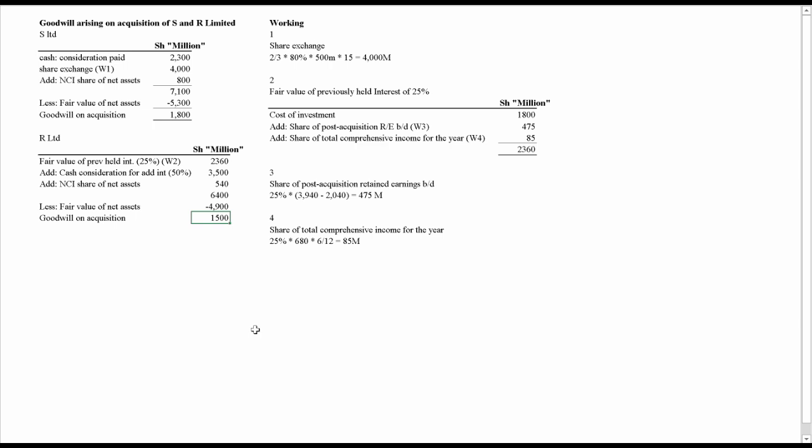So we can go to the second part, where we are being told to calculate the consolidated statement of profit and loss and other comprehensive income for the year ended 30 September. So for our H group, we are going to start with the revenue and our workings. I'll put them side by side. So our revenue will be working 5.